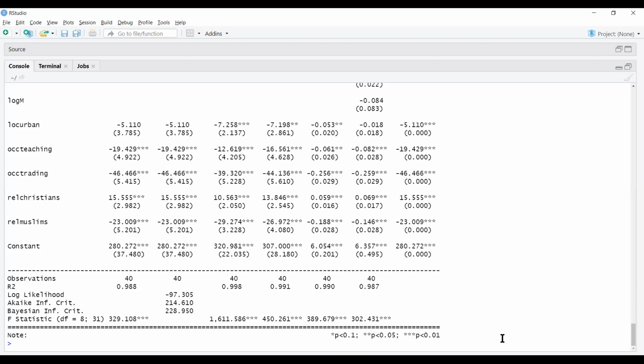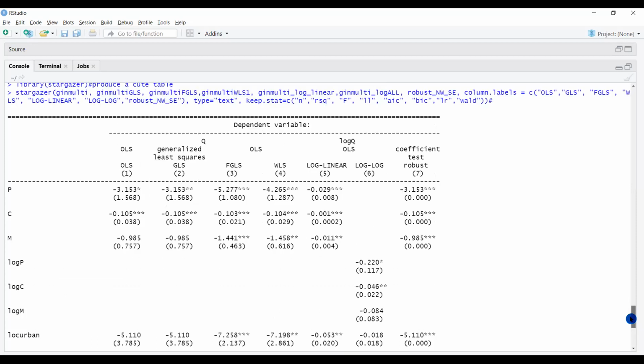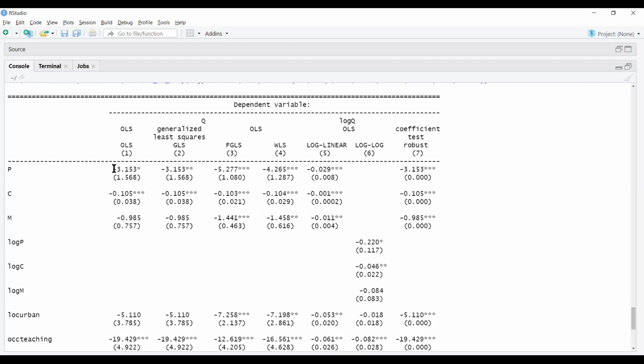Triple star is 1%. So note that. That is why you see the price is significant. Now look at the generalized least square. The price is significant at 5%. The feasible generalized least square, as the name sounds, you can see that that one is significant at 1%.